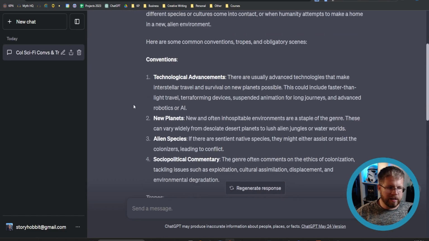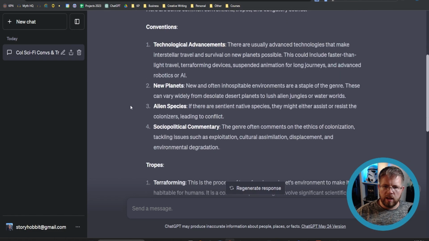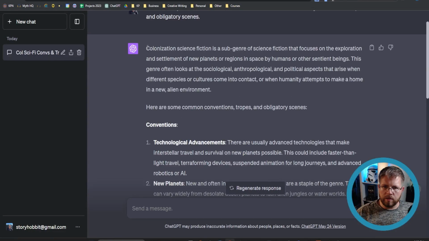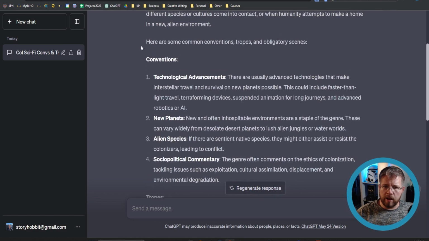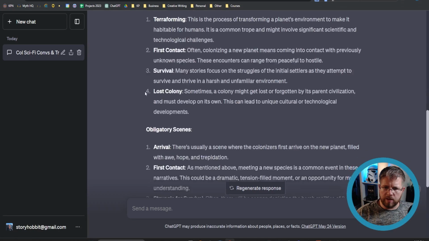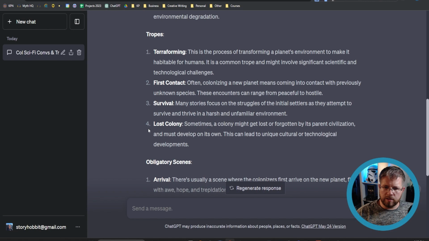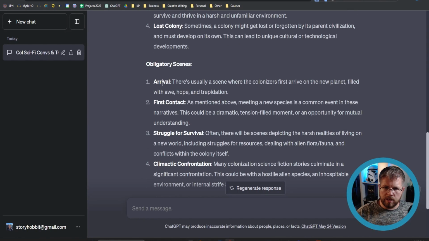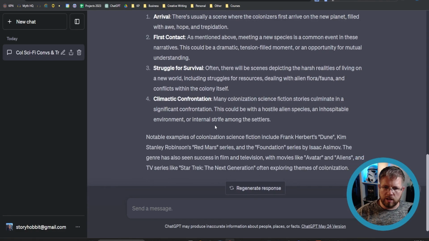All right, we actually got some really cool information about the genre here. This would be a great way to do some of your initial research on a given genre. It tells us, colonization science fiction is a subgenre of science fiction that focuses on the exploration and settlement of new planets or regions in space by humans or other sentient beings. We got conventions like technological advancements, new planets, alien species, socio-political commentary, tropes of terraforming, first contact, survival, lost colony, obligatory scenes. We have the arrival, the first contact, the struggle for survival, climactic confrontation, etc.